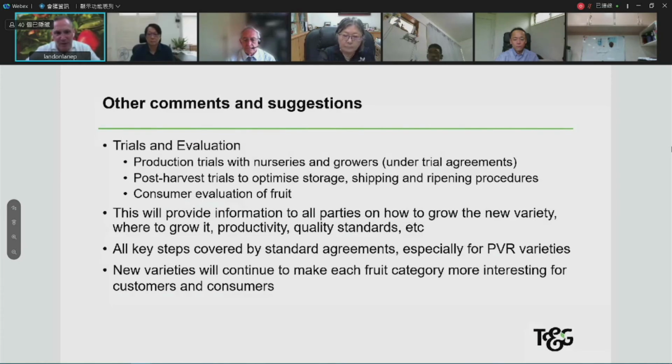So finally, new fruit varieties will continue to make all of the fruit categories more interesting for customers and consumers. And so this is, again, a win-win for all of us. Not everything needs to be a brand new and improved variety, but it will help to make fruit more interesting if there is enough innovation happening.